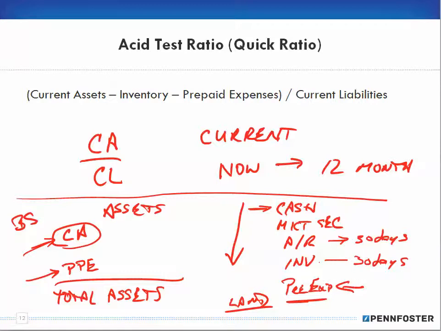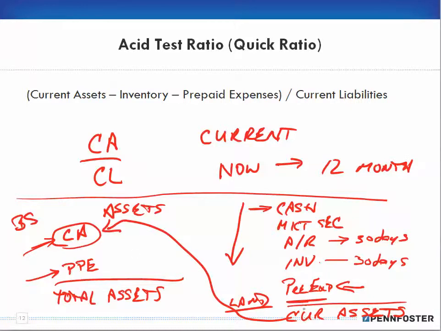Now, all of these things have a tendency to, when you add them all up, become your current assets, which is what we have here. So all of these things make up that current assets. Now, I'm not going to get into the property, plant, and equipment because equipment, buildings, land, that has nothing to do with the asset test ratio or the current ratio.